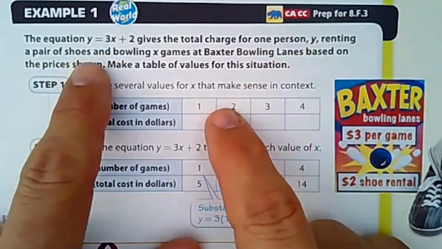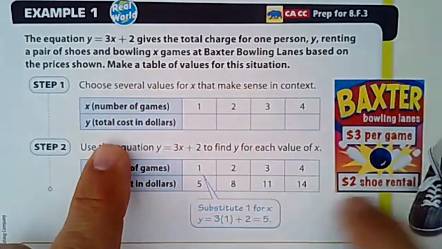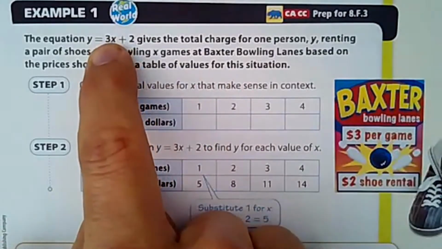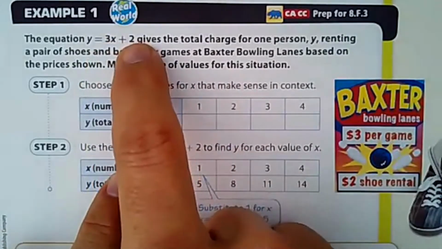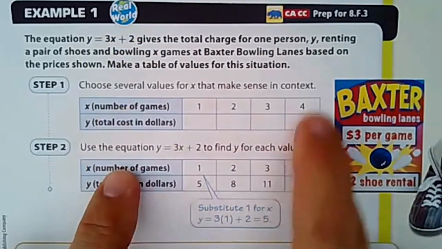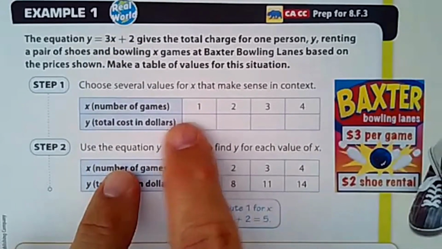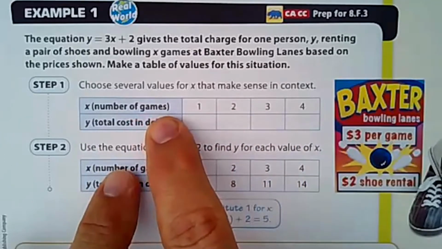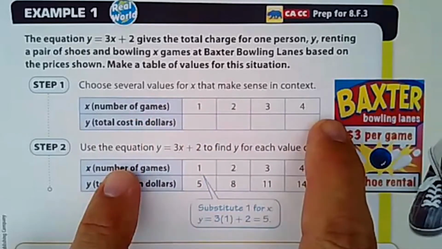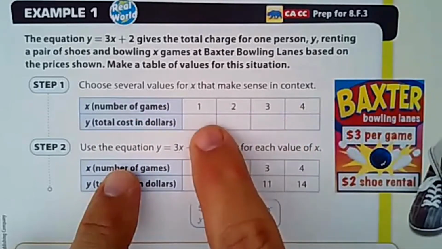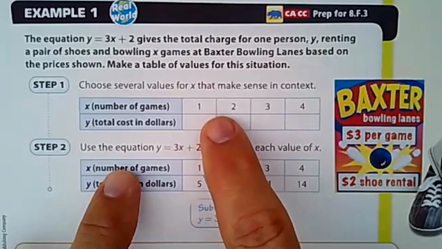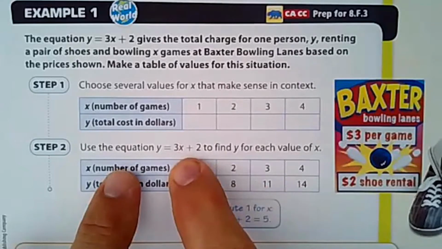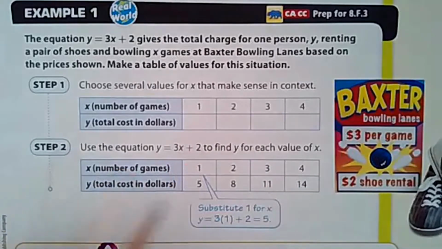Renting a pair of shoes and bowling X games at Baxter bowling lanes, based on this information here: $3 per game, and the $2 for the shoe rental right there. To make a table, we first figure out what kind of X values, number of games, make sense. How about 1, 2, 3, 4 games? At most 4 games. And you can't have 1.5 because you're not going to bowl a half game, usually not. And so using our equation here, we'll plug numbers in for x.